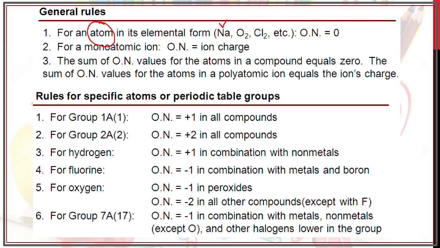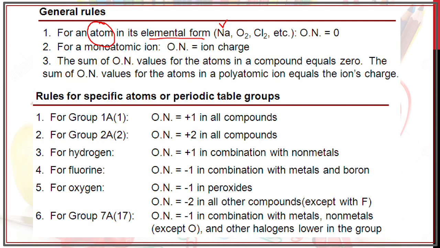Or if it is in elemental form, for example, oxygen. So oxygen element form is O2. So it is equal to 0. Or chlorine. Chlorine in element form is Cl2. So oxidation number also is equal to 0.